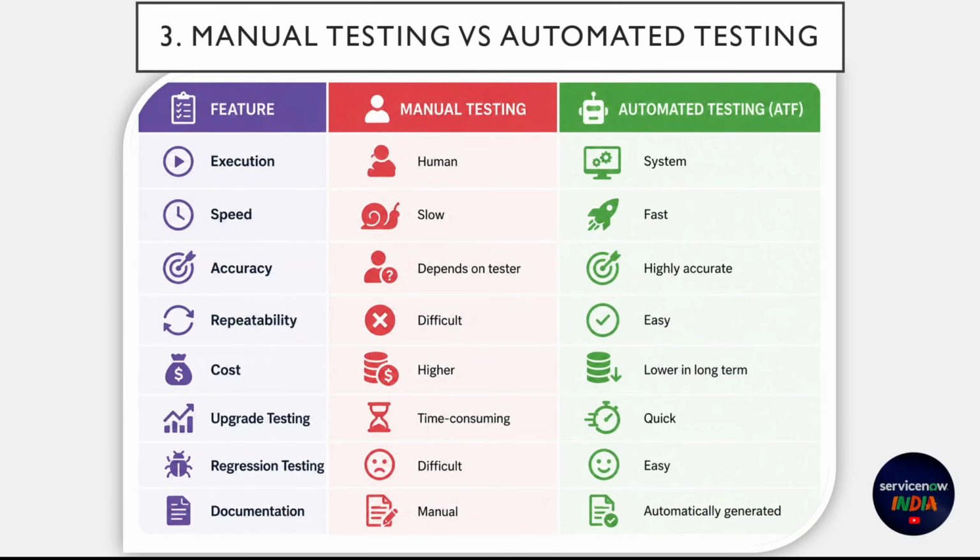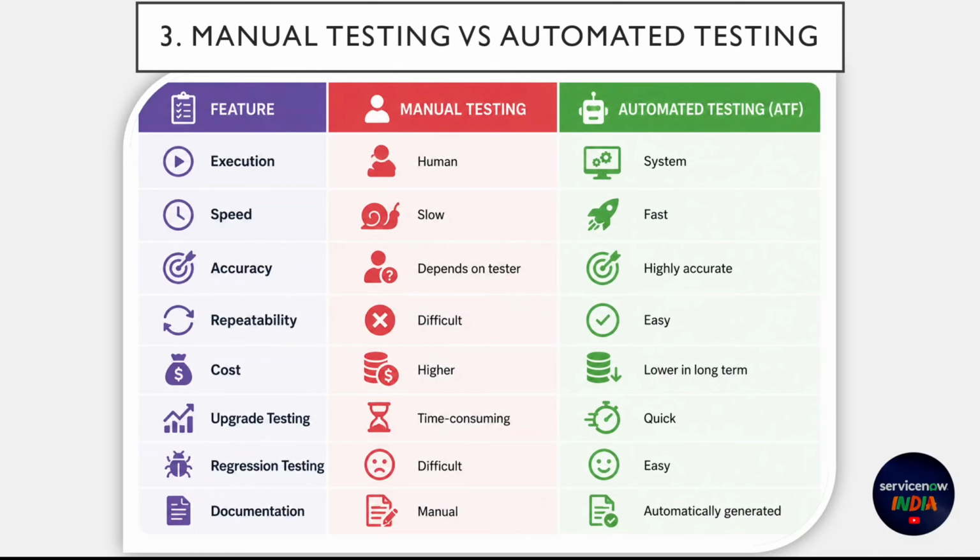Then the differences between manual testing and automated testing. The speed of execution in manual testing is very low and it is done by humans, and in automated testing the execution speed is very fast and it is executed by the system. The accuracy depends on the tester in manual testing, and it is highly accurate in automated testing. Reliability is difficult in manual testing and the cost is also higher, and in automated testing the accuracy is very high, repeatability is easy, and in the long term it is low cost.